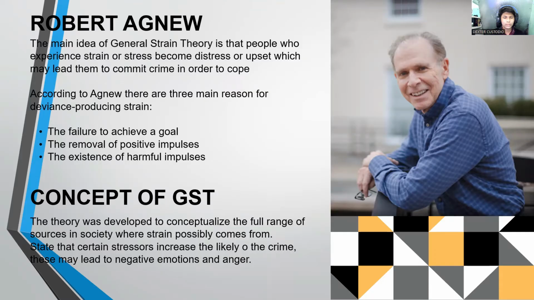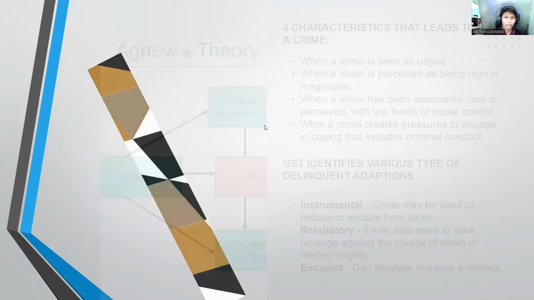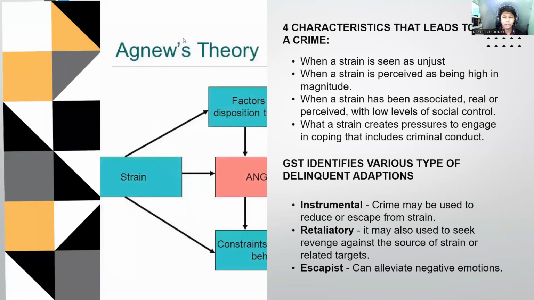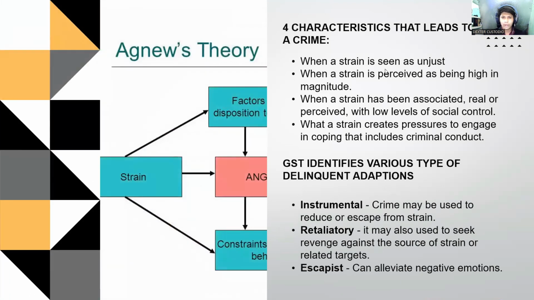The concept of generality was developed to conceptualize the full range of sources in society where strain possibly comes from. It states that certain stressors increase the likelihood of crime. This may lead to negative emotions, especially anger.